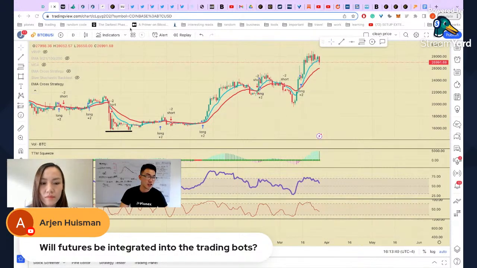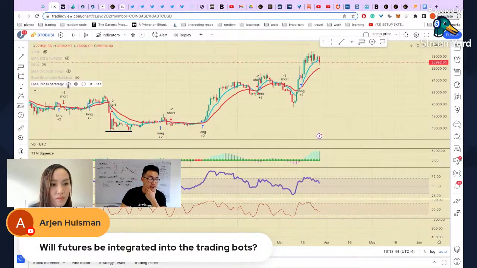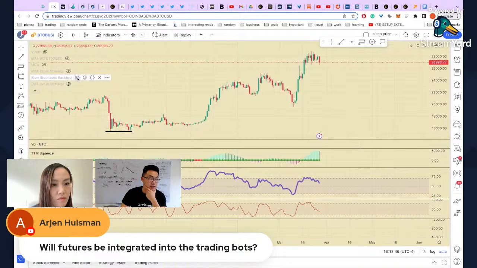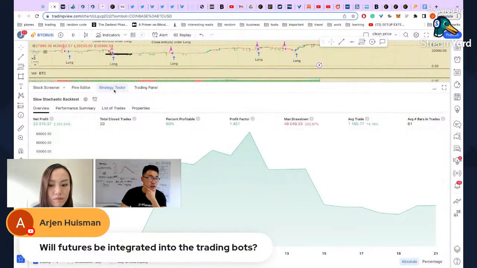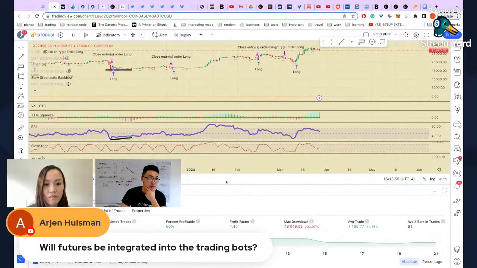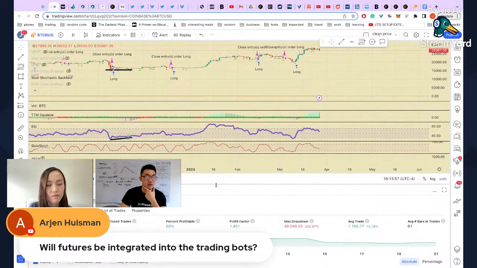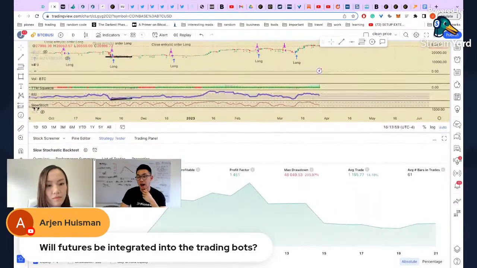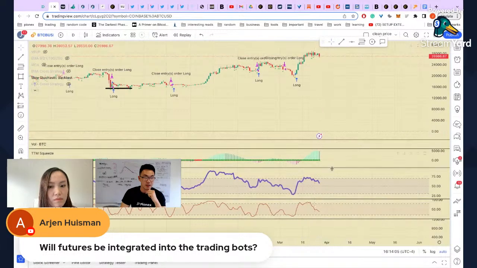And let me actually share with you guys. So I shared with you guys the EMA crossover strategy, right? That one did pretty well. So this is the slow stochastic strategy. Basically, slow stochastic is like an RSI, but quicker, right? It returns the same. It goes from 0 to 100. Here, let me show you.